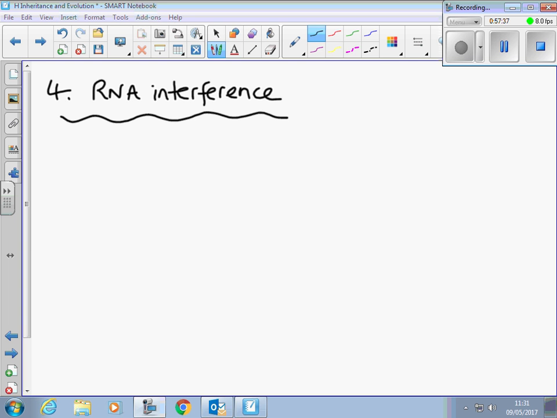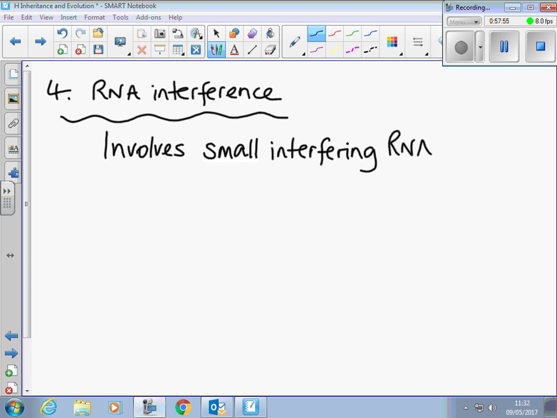So this involves what are known as small interfering, is it messenger RNAs, or they just call them RNAs? RNAs, isn't it? All right, so it's siRNA.